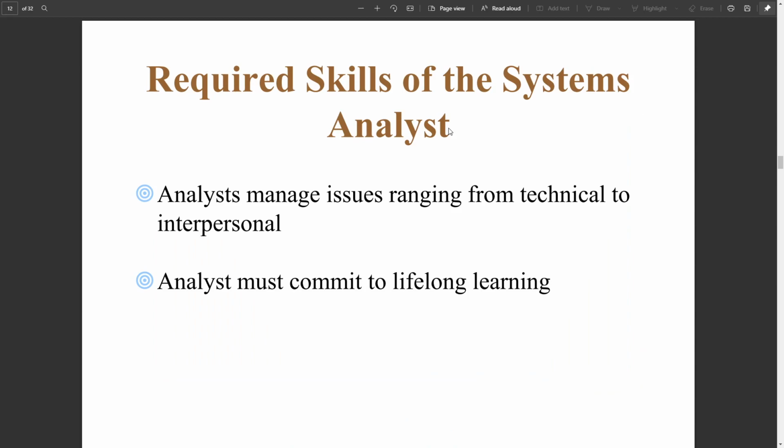So now we go to the required skills of the systems analyst. So analysts manage issues ranging from technical to interpersonal. And analysts must commit to lifelong learning. So learning never stops if you're a systems analyst.